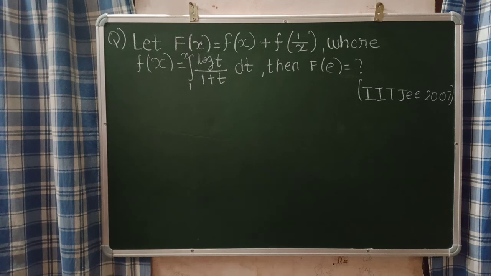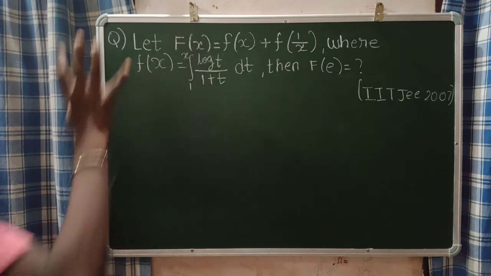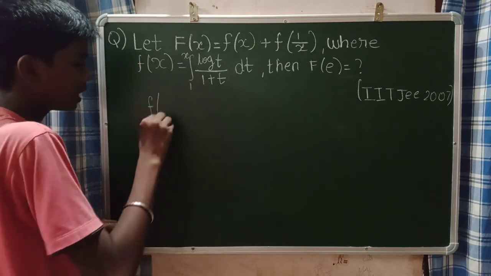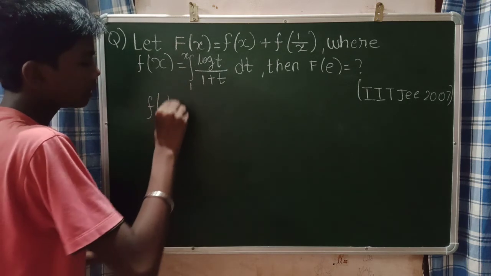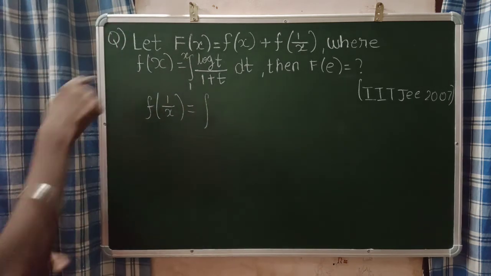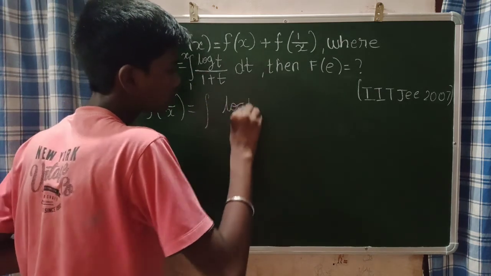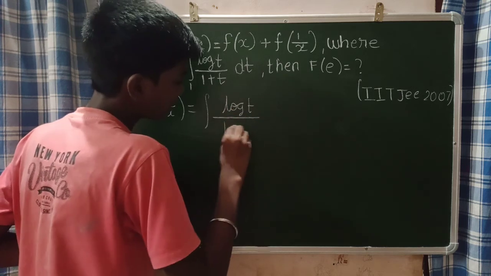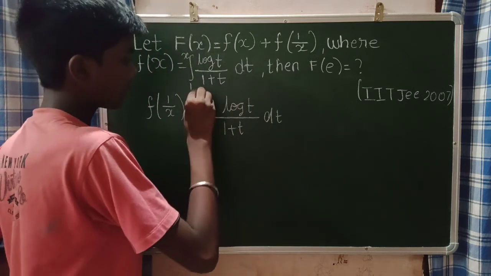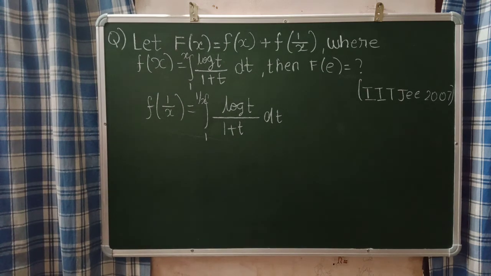So guys, we know that small f of x is the integral of log t by 1 plus t dt from 1 to x. Now, what will be the value of f of 1 by x? If f of x is equal to this, then f of 1 by x will be nothing but just put x as 1 by x in the integral. You will get the integral of log t by 1 plus t dt from 1 to 1 by x.